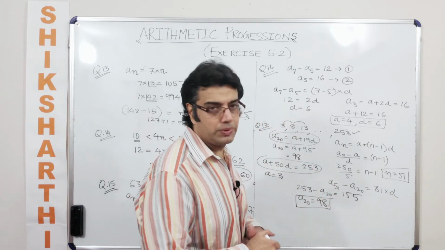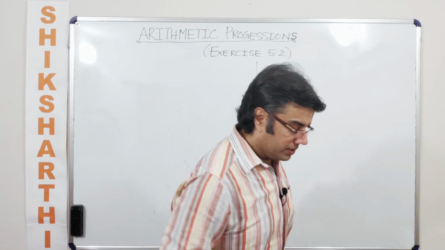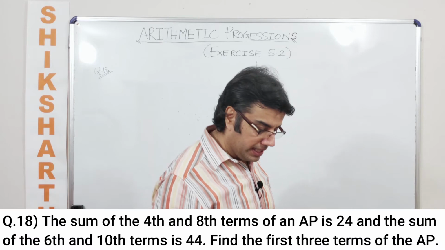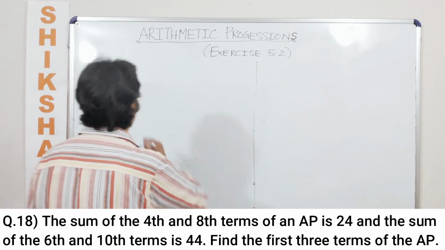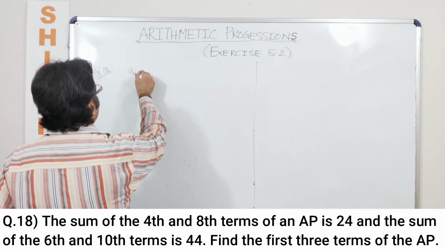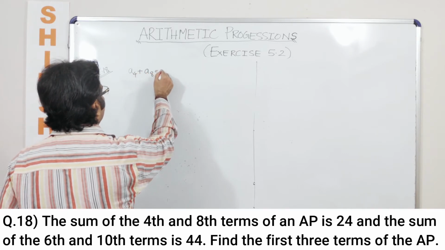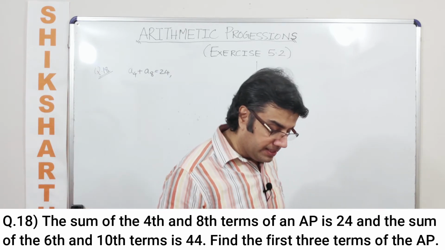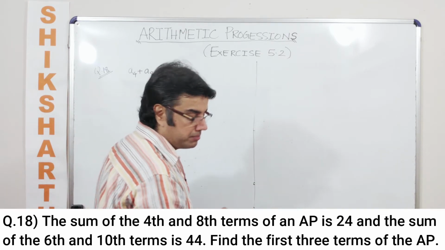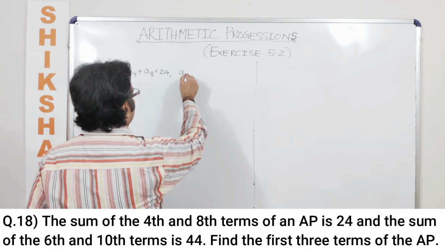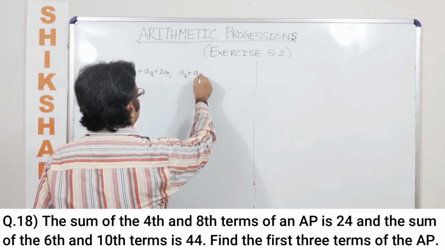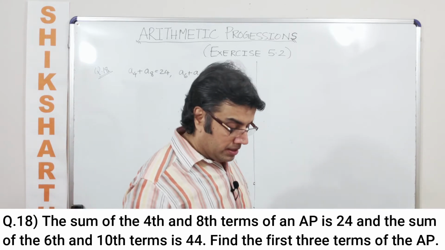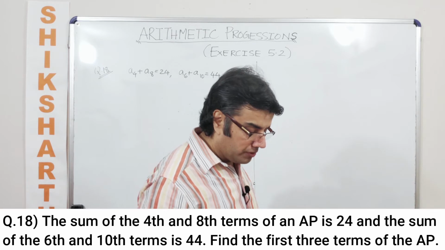Let's move on to the last 3 questions. Talking about question number 18. It says the sum of the 4th and the 8th term of an AP is 24. So a4 plus a8 is equal to 24. Further it says the sum of the 6th and the 10th term is 44. Find the first 3 terms of the AP.